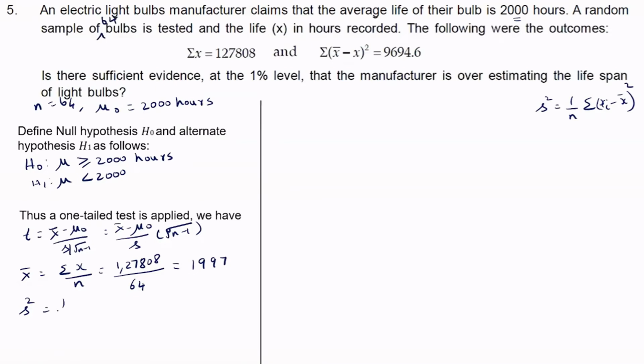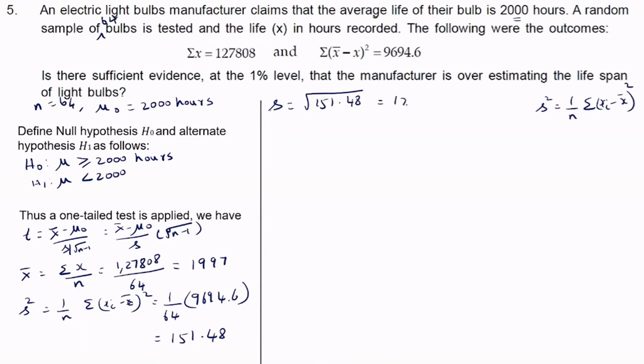S square is 1 by n summation xi minus x bar the whole square. Now this value, it is given as 9694.6, and this when we divide, we get it as 151.48. So the sample standard deviation will be root of this, root of 151.48, it is 12.3.